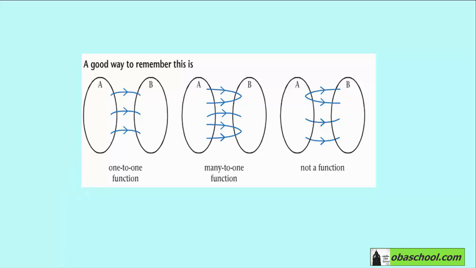Also, the second type, many-to-one, which means that more than one input has one output. And the last one, when I have one input that has more than one output. In this case, it is not a function. So in the function, the output can have more than one input, whereas the input cannot hold more than one output.